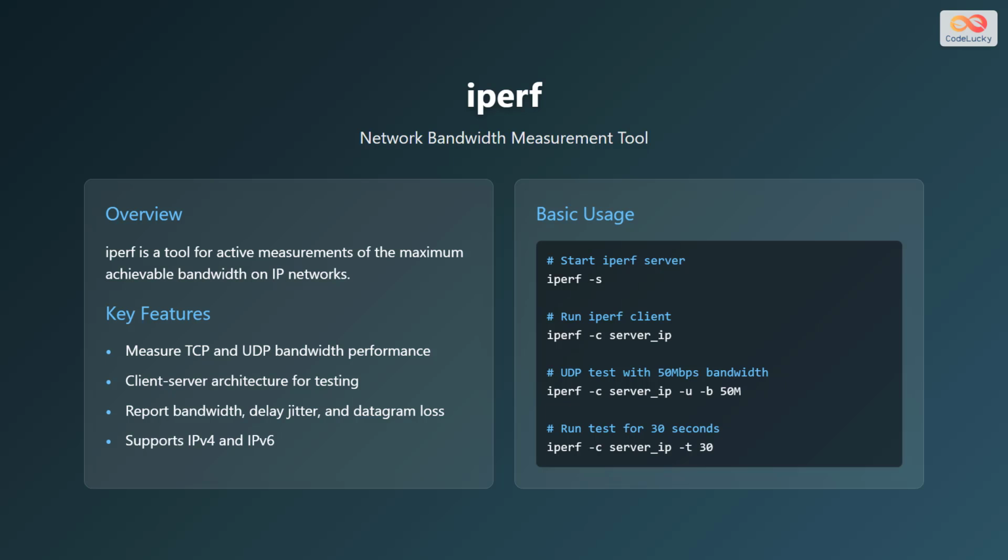To start the Iperf server, use the command iperf -s. To run the Iperf client, use the command iperf -c server_IP. For a User Datagram Protocol test with 50 megabits per second bandwidth, use the command iperf -c server_IP -u -b 50M. To run tests for 30 seconds, use the command iperf -c server_IP -t 30.